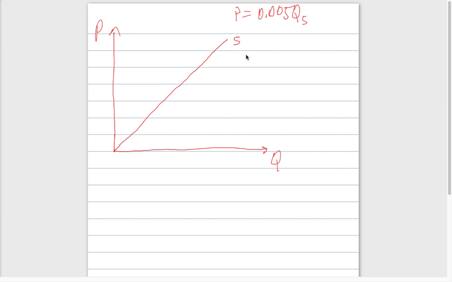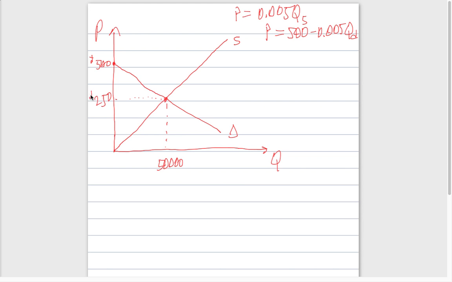So that's supply. Now the demand function was originally 500 minus 0.005 Q. This is going to be somewhere here, crossing the price line at 500 pounds, and it looks like this, and this is demand. This point here is 50,000 smartphones at 250.